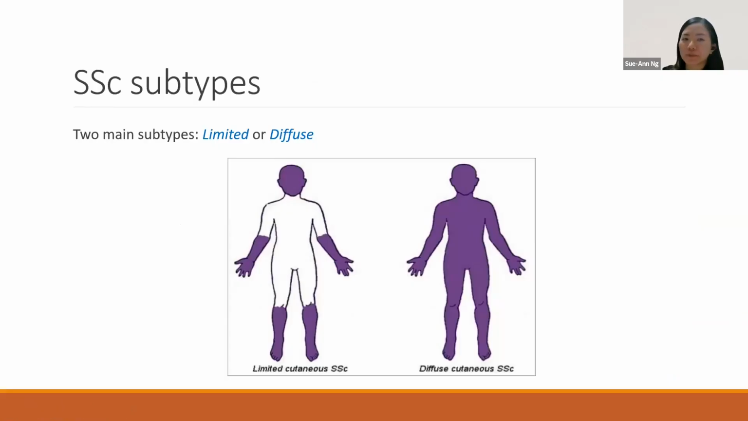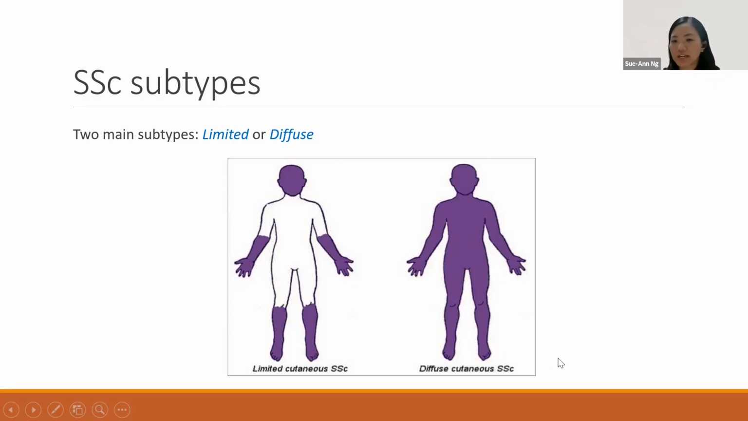So there are two main subtypes of systemic sclerosis, and the two subtypes are either limited or diffuse. In limited cutaneous systemic sclerosis, the skin involvement is actually less widespread. As denoted by this purple region, patients will experience skin involvement that extends from the elbow downwards, plus or minus from the knees downwards, and their face may be involved as well.